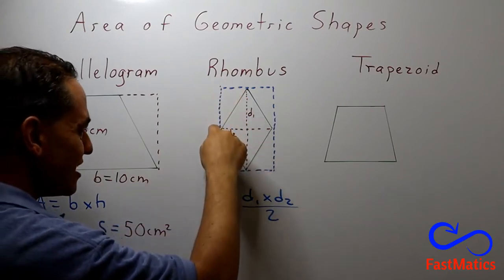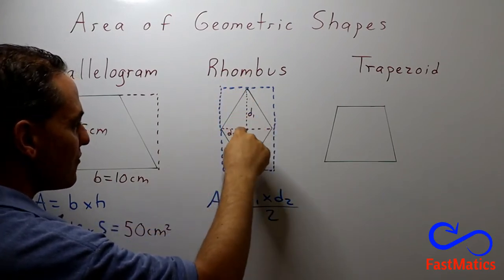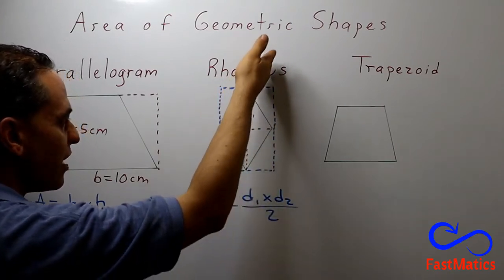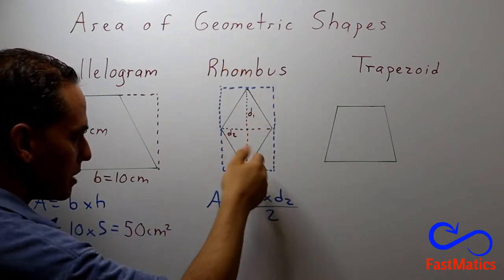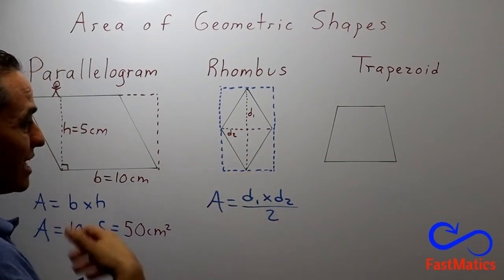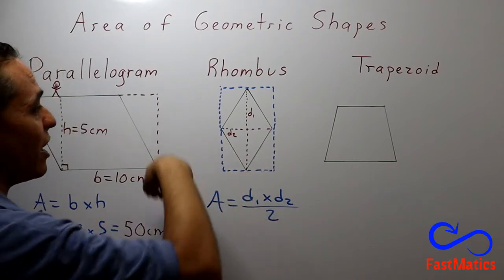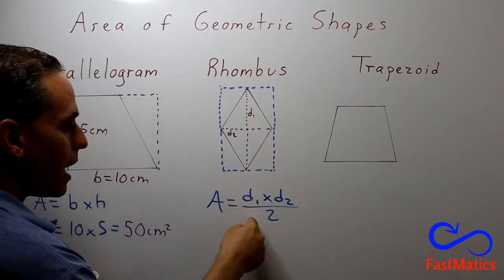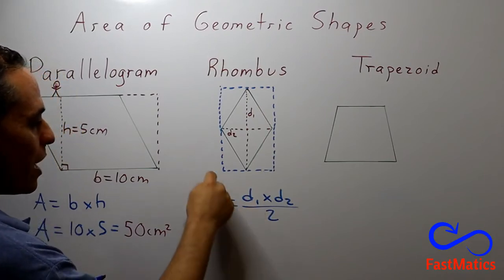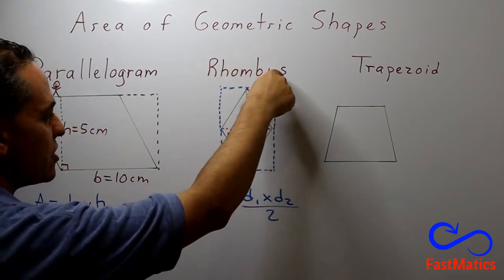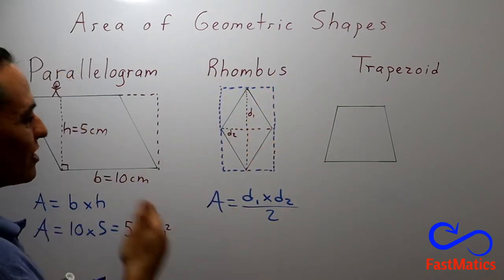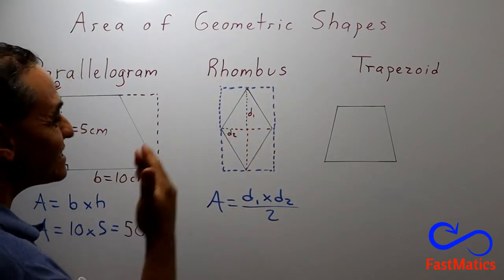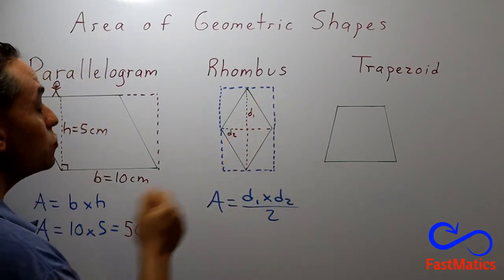But here, if we have a rectangle, we have to cut the corners to get a rhombus. And if you see carefully here, you have a small rectangle divided by 2, divided by 2, small rectangle divided by 2, divided by 2. That means that we are dividing all the shape by 2. That's why you take the area of a rectangle and you divide by 2, because you are cutting the corners exactly by 2.